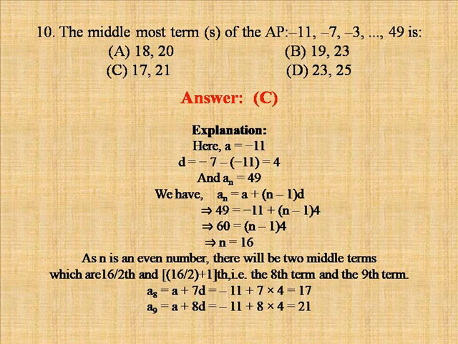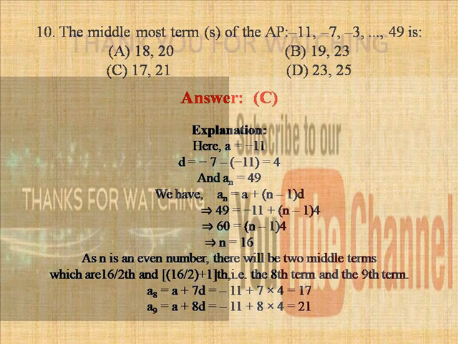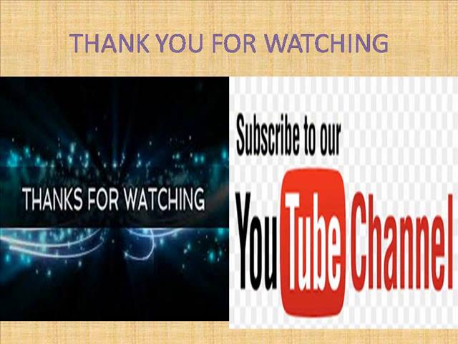So the 8th term will be a plus 7d. By putting the value, it is 17, and the 9th term equals a plus 8d equals 21. So your answer is 17 and 21. That is option C.